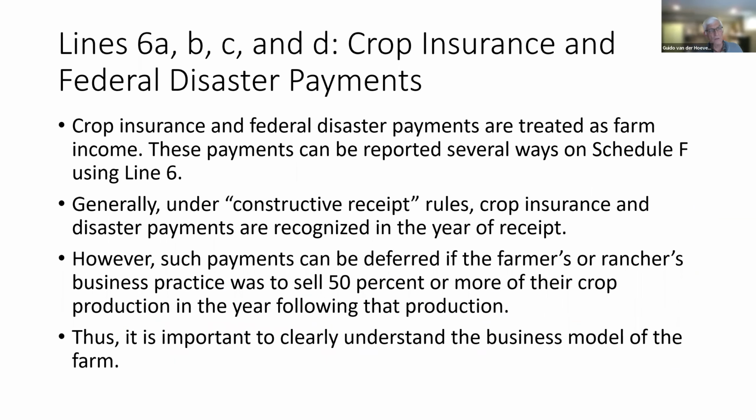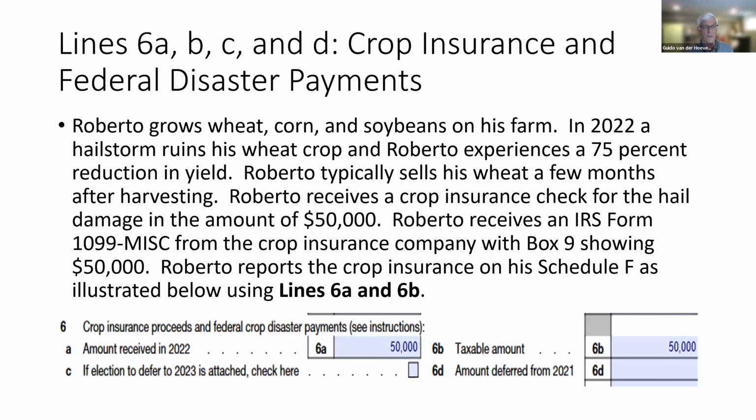Moving to line 6, we've got 6A, B, C, and D. This is for our crop insurance and our disaster payments. Broadly, we've got to be aware of the constructive receipt rules. When you receive it, that's going to be when that income is going to be taxable, but there is an opportunity to defer those payments if the farmer sells 50% or more of their crop production in the year following when it was actually grown. So if I grew it in 2022, I could defer to 2023. So it's very important, again, to understand the business model that you're trying to farm. And the examples, I think, will help illustrate this.